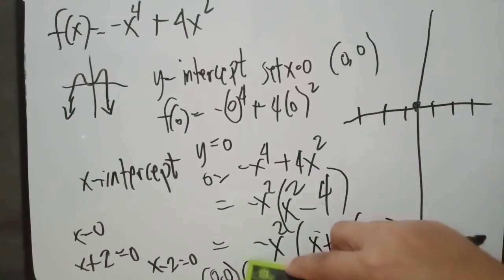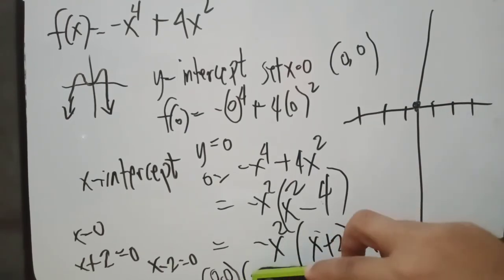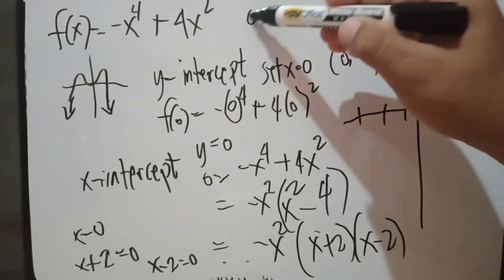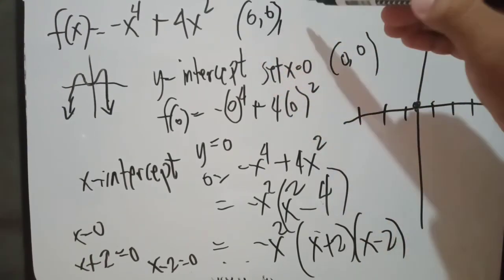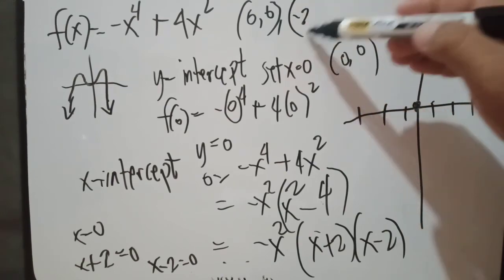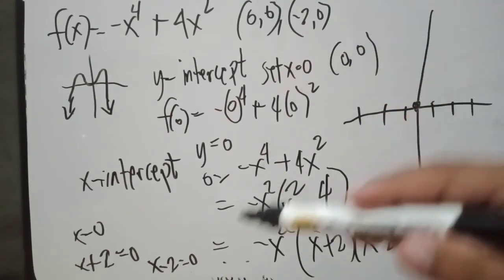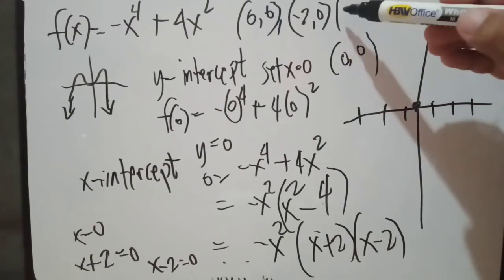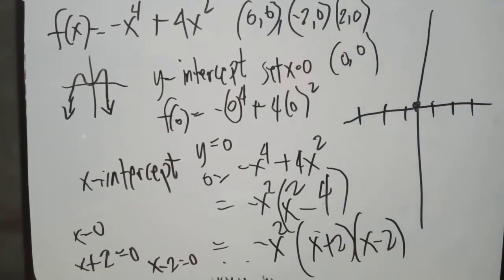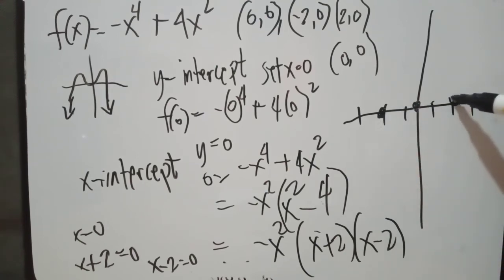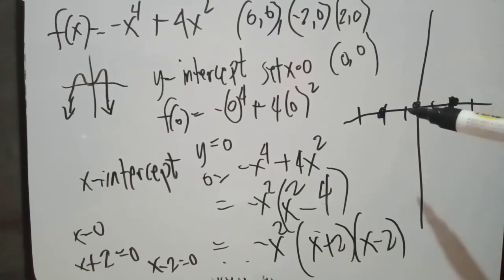Negative 2, 0. What is 0? Because we are finding the value of y. And then 2, 0. Ganun lang siya. So therefore, let's plot it here. Negative 2 is here, positive 2 is here. So we already have the 3 dots.